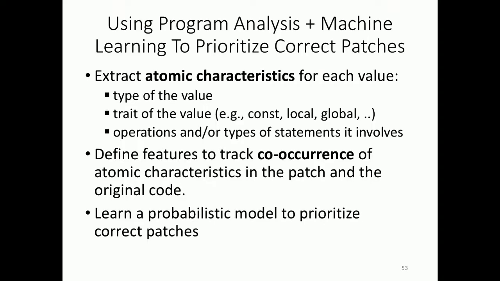With this key insight, we build an algorithm that combines program analysis and machine learning. We first perform program analysis to extract atomic characteristics of each program value, essentially the role it plays in the statement and the operator it participates in. Then we define features to track the co-occurrence of such atomic characteristics in the patch and in the surrounding code. Each such co-occurrence corresponds to a potentially useful interaction that may help to identify correct patches. Then we collect a corpus and learn a probabilistic model to prioritize correct patches.